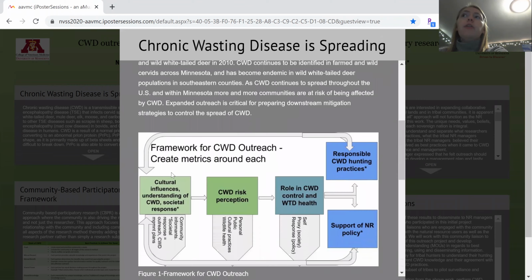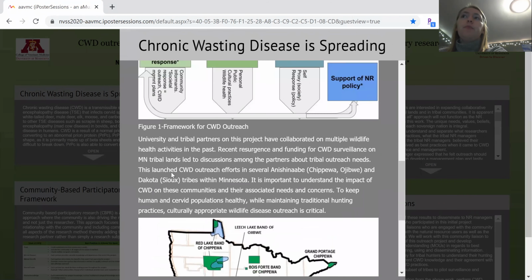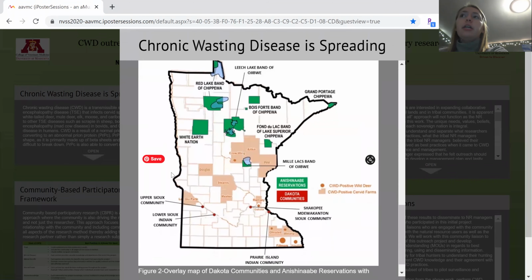One such community that recognizes the need for increased surveillance and outreach are the tribal communities of Minnesota. As you can see here in Figure 2, CWD positive farms and wild animals are increasing in areas close to several Ojibwe and Sioux tribes within Minnesota.